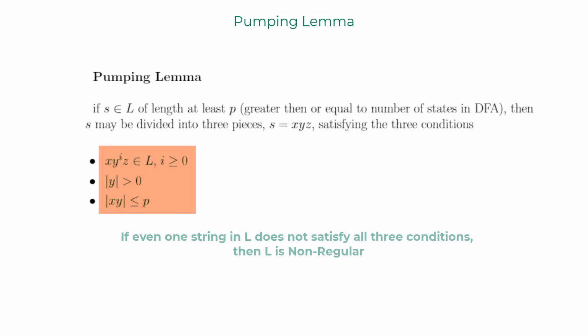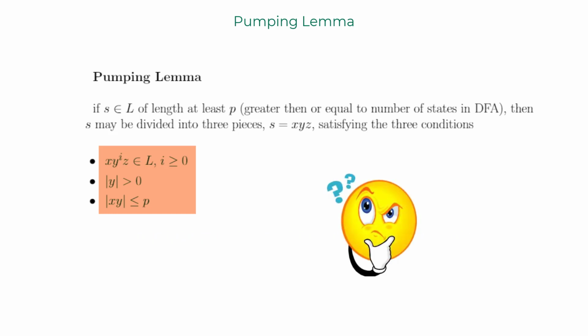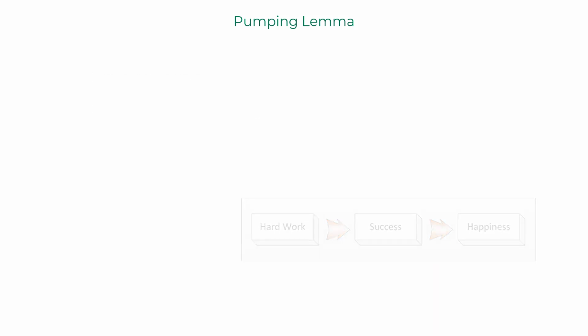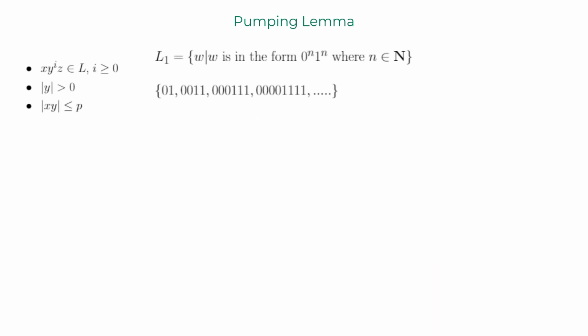But finding that one string that does not satisfy all three conditions is where new learners like you spend countless hours. While I empathize with this process, I must admit that it gives you a lot of satisfaction if you find the string that does not satisfy the three conditions together. Let us get started with this example.